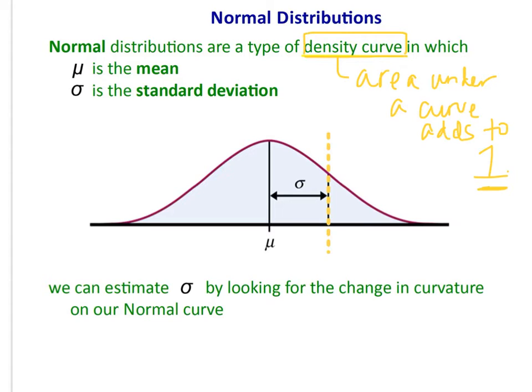So normal curves have a mean of mu and a standard deviation of sigma. This is what a normal curve looks like. It's unimodal and symmetric. And the standard deviation we can estimate by looking for the change in curvature. So where my curve starts to go down and then loop back up, or kind of go down and then become concave up, that's where my standard deviation is. This is more calculus related, so we mention it, but don't stress out if you're like, I don't know where that is.